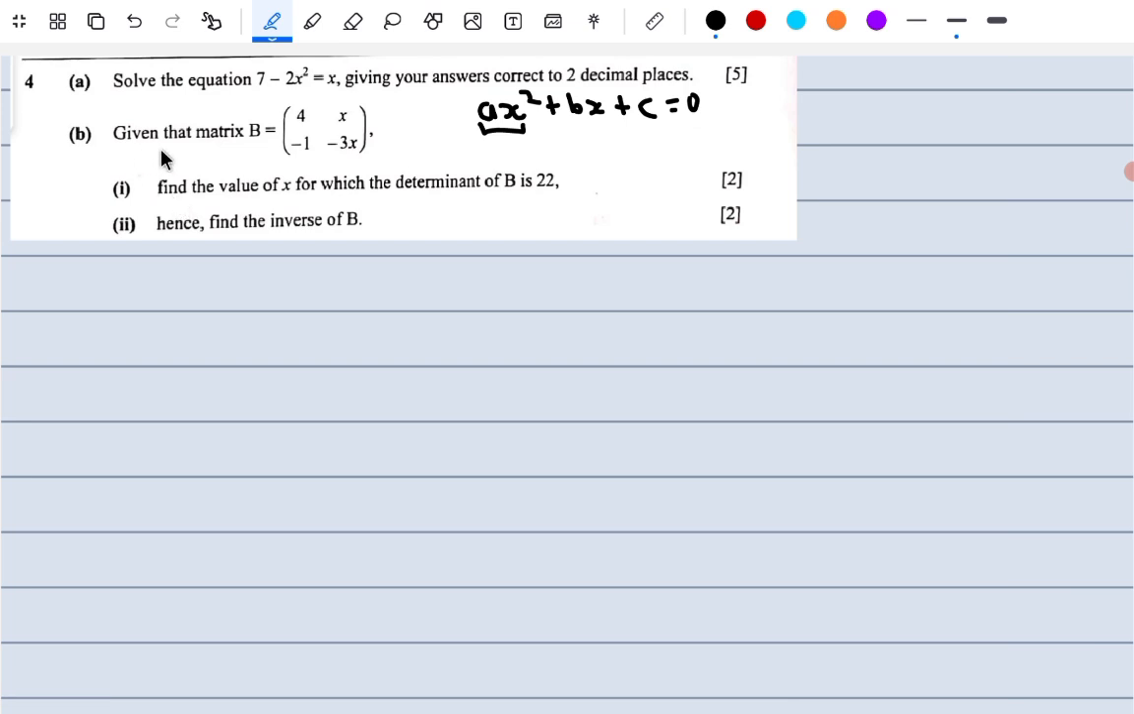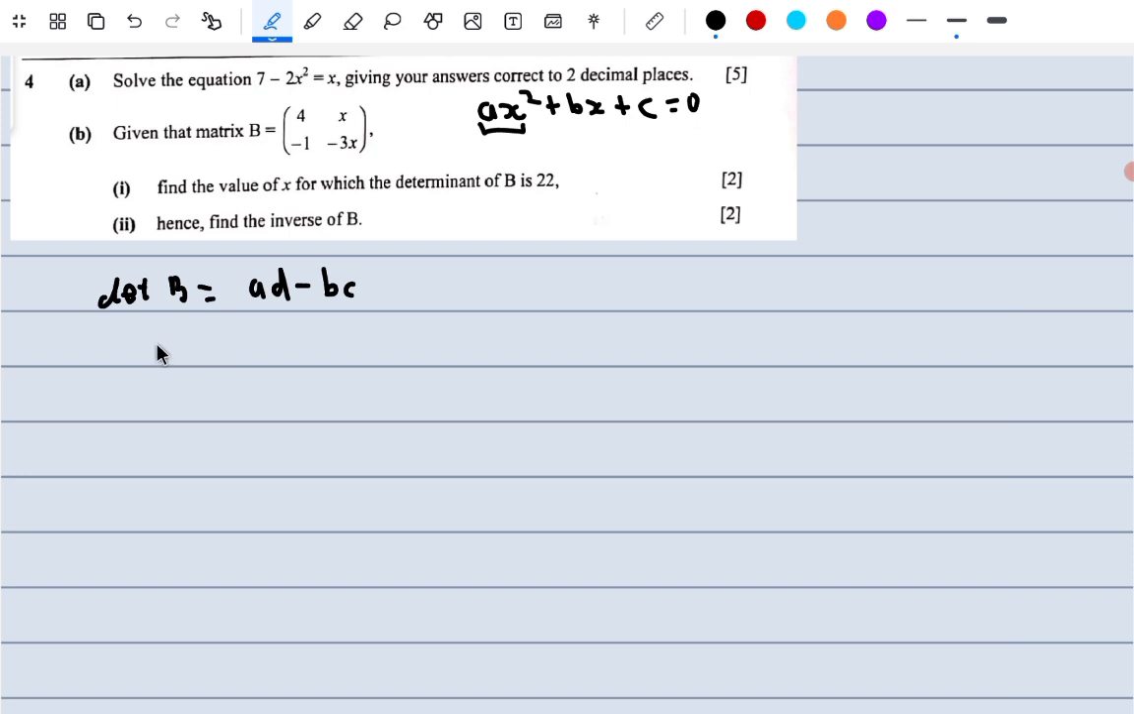Let's go to this one. Given that B is equal to this matrix, find the value of x for which the determinant is 22. So the determinant for B is given by the formula: determinant B is equal to AD minus BC.